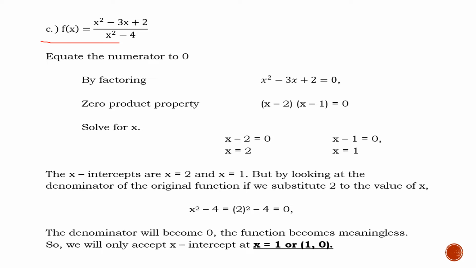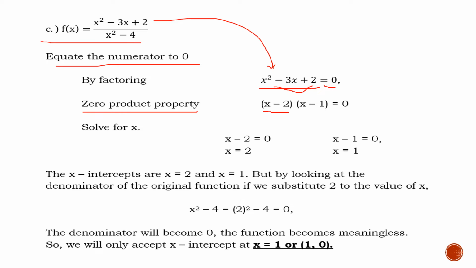So for letter C, f of x is equal to x squared minus 3x plus 2 over x squared minus 4. First thing to do, if we're asked to find the value of your x-intercept, is to equate the numerator to 0. And it becomes x squared minus 3x plus 2 is equal to 0. Then we apply the zero product property. First we get the factors of this quadratic equation, which are x minus 2 and x minus 1.